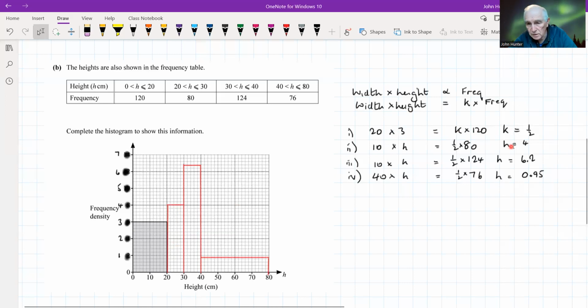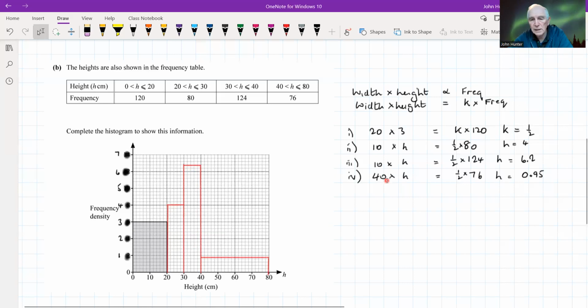All right, so that's very easy. That just gives us h equals 4. So we know the height of this block is now 4. Okay, and so we can draw that in, and then we repeat the process for the third, which is also width 10. That's a half times 124. So again, just applying our little formula gives us a height of 6.2, brings it up here.